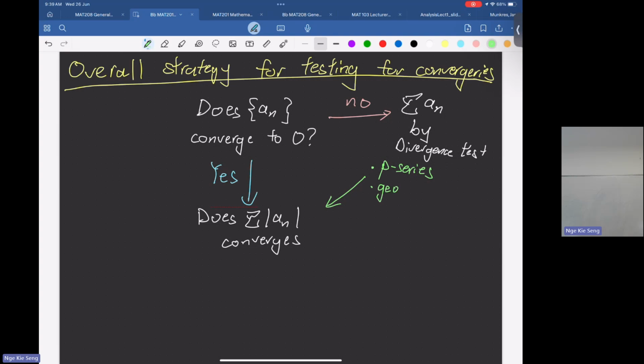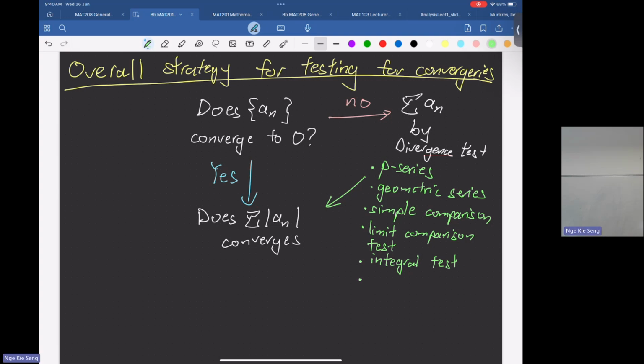Or you can use geometric series. Is it a geometric series or not? Okay. And then you can use the simple comparison test. You can compare it with a series that you know whether it converges or diverges. And you can use the limit comparison test as well. You can compare each term a_n and b_n. What is the limit of their ratio? Right. And you can use integral tests. We'll go through integral tests.